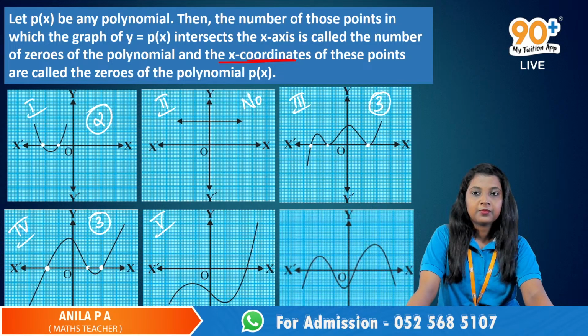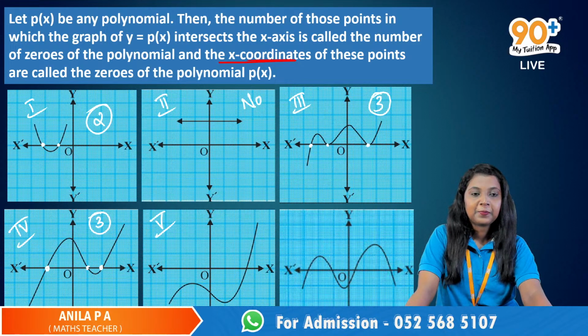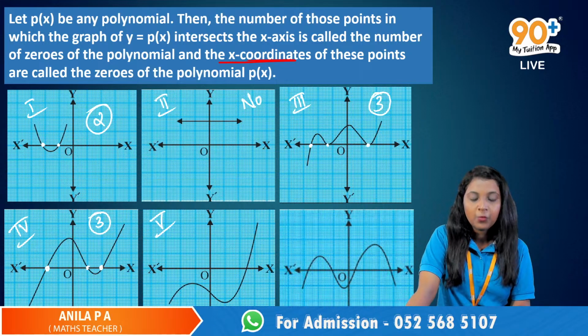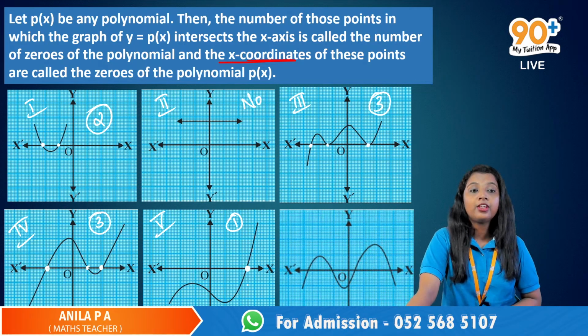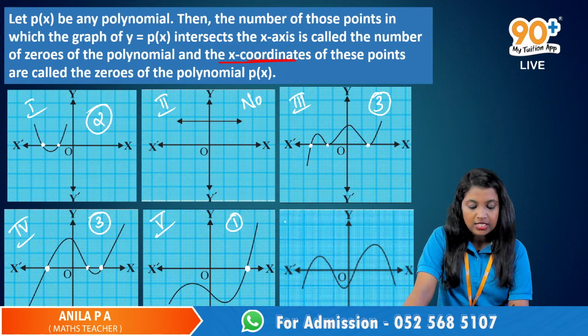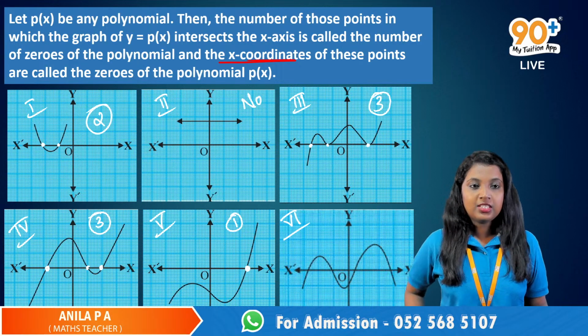Yes, Ange. Number of zeros. For the fifth one, it's 1. Very good. Here it's 1 because there is only 1 point of intersection. Now the last one. Number of zeros. Last one.